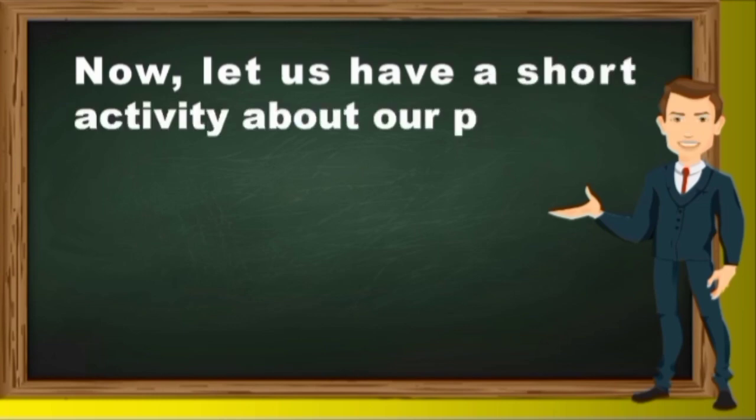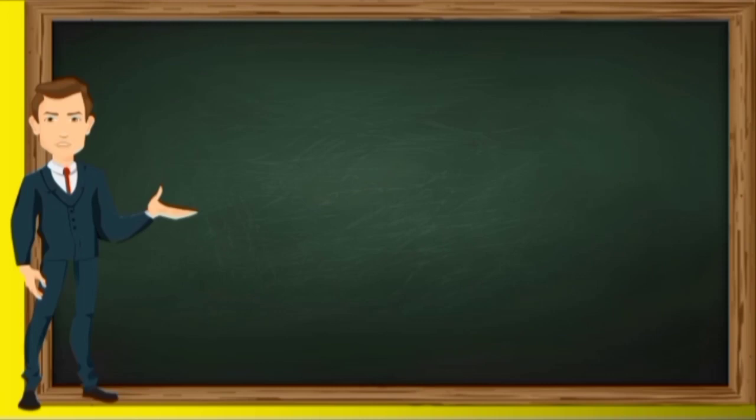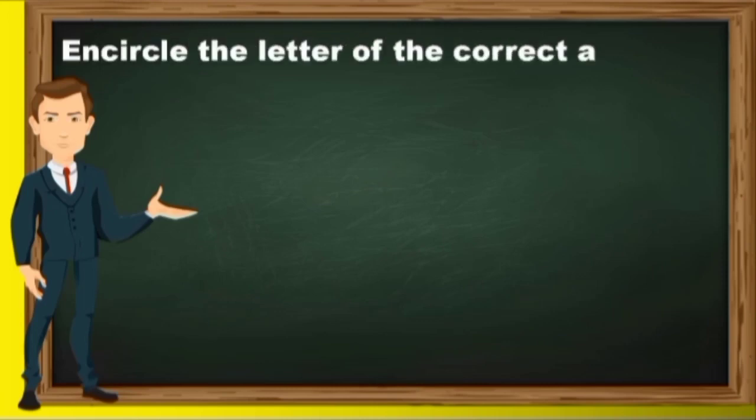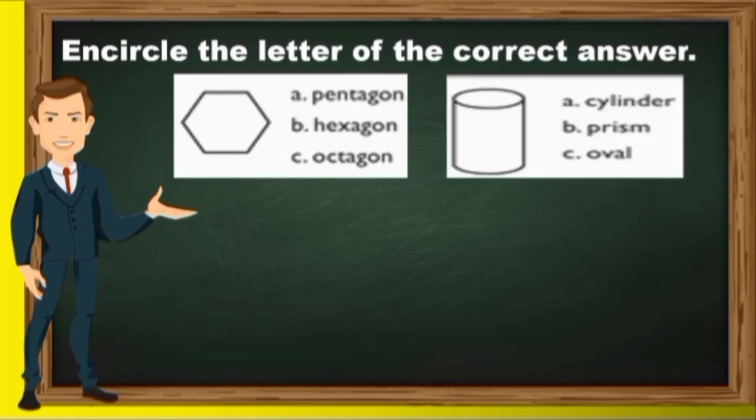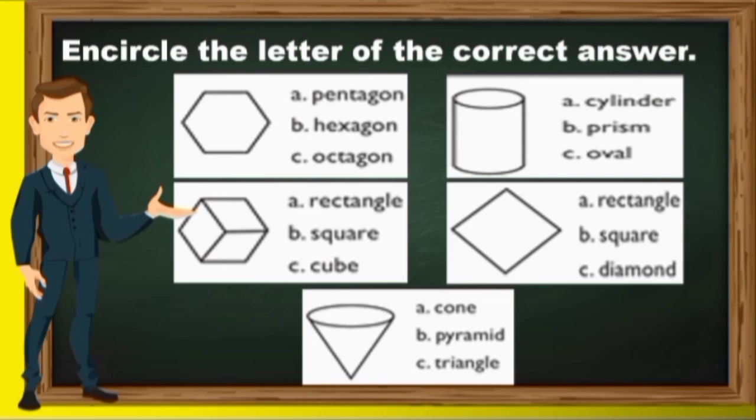Now, let's have a short activity about our previous lesson. We need to encircle the letter of the correct answer. Number 1, what is the correct letter of the given illustration? Very good. The answer is letter B, hexagon. Number 2, what is the correct answer for the illustration? Right, the answer is cylinder.